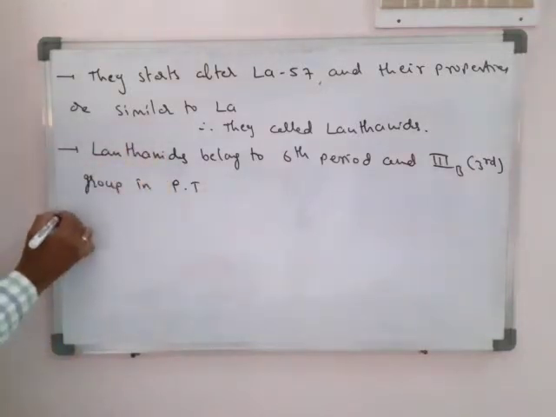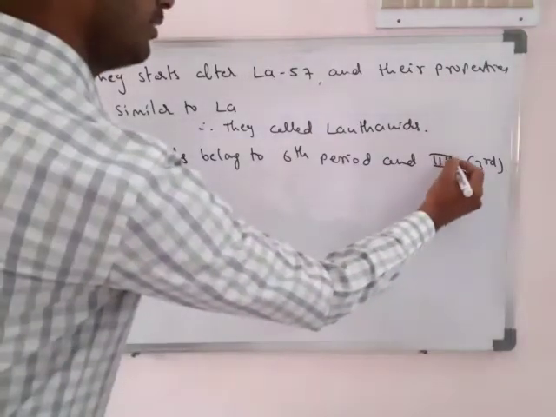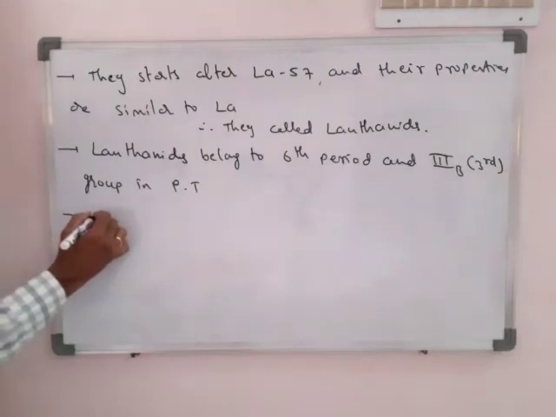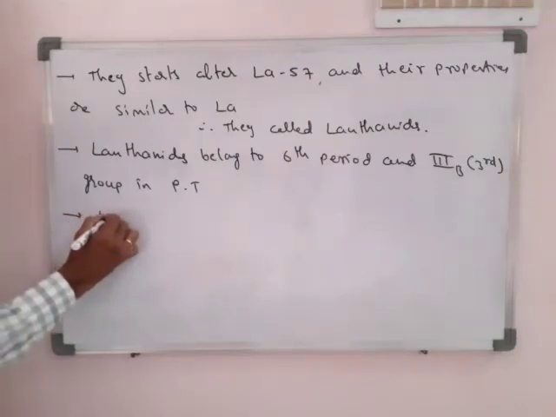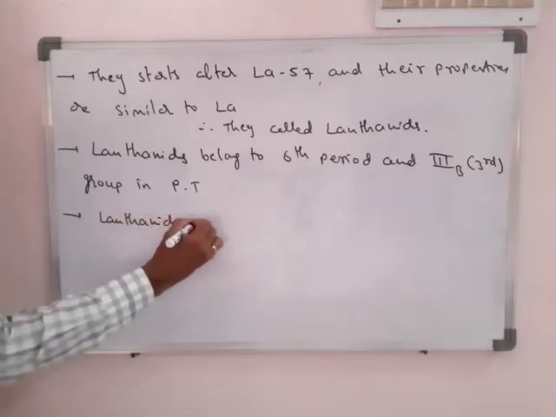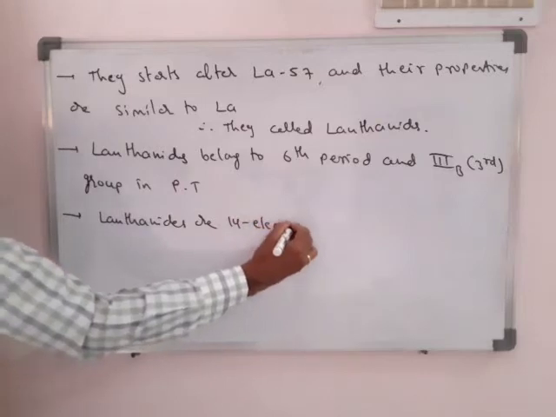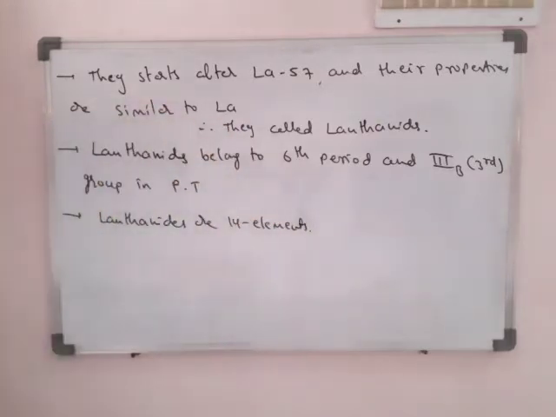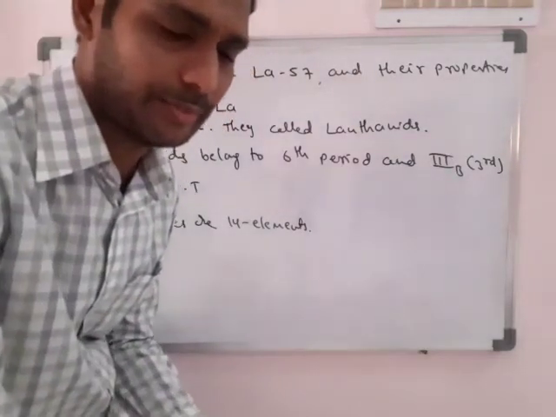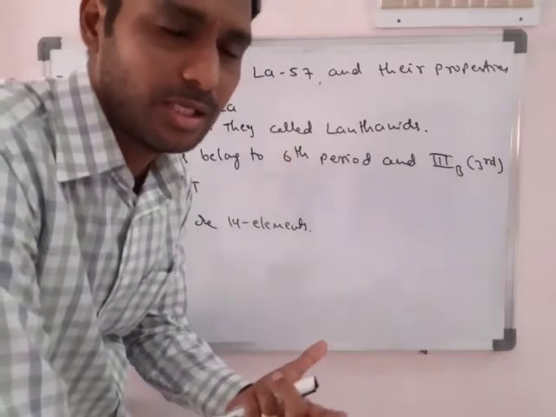Okay, so next, some important points. Total how many elements are there? In the lanthanides, there are 14 elements. Okay, so this is about lanthanides. Next we see about the other F block series, actinides.